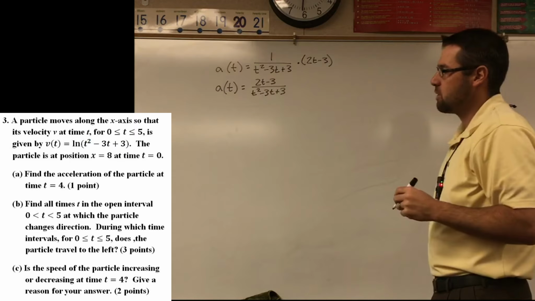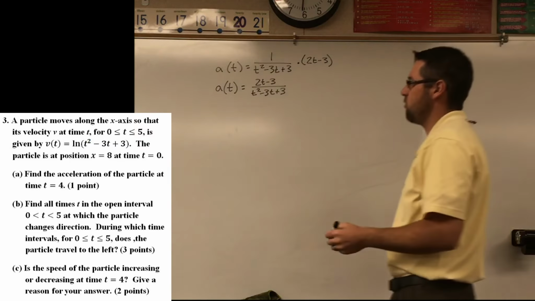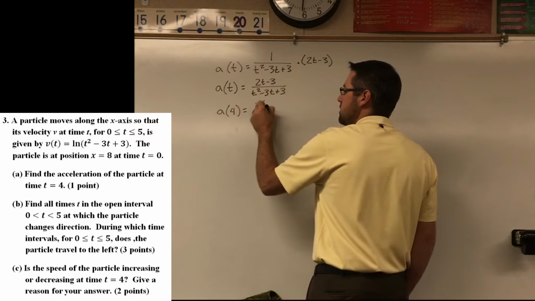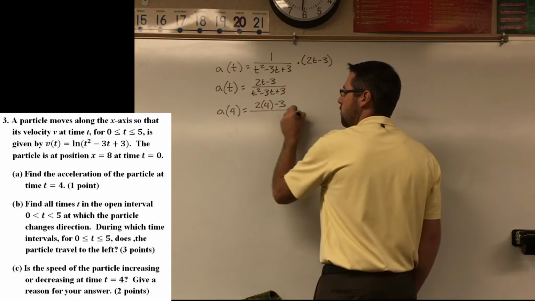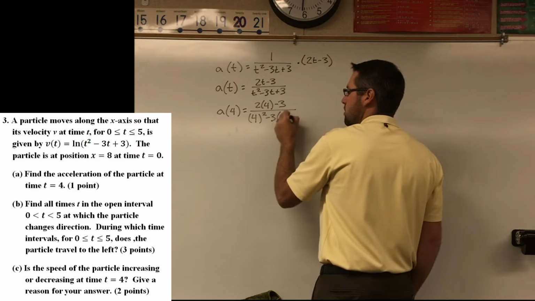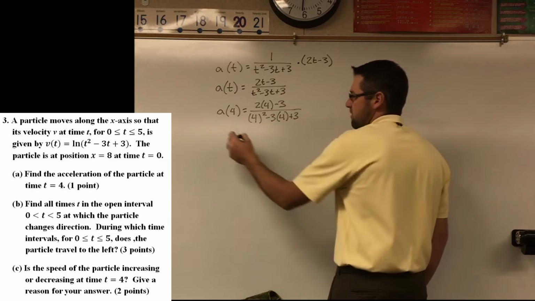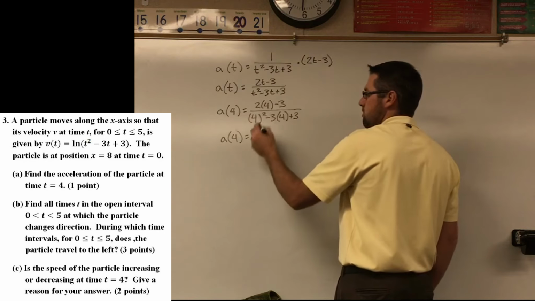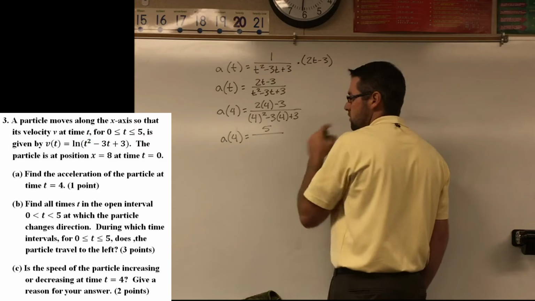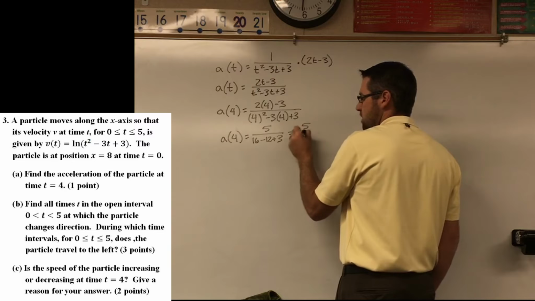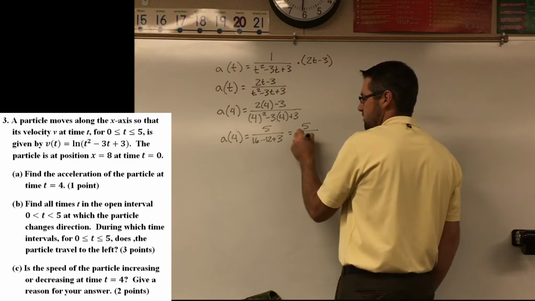Now it says, what is the acceleration when t equals 4? So we just have to plug in 4 to the t values. So we get 2 times 4 minus 3 over 4 squared minus 3 times 4 plus 3. And then we simplify that expression from there. So a of 4 is equal to 2 times 4 is 8, minus 3 is 5, over 4 squared is 16, 3 times 4, so negative 12 plus 3. And that's simply 5 over 7.